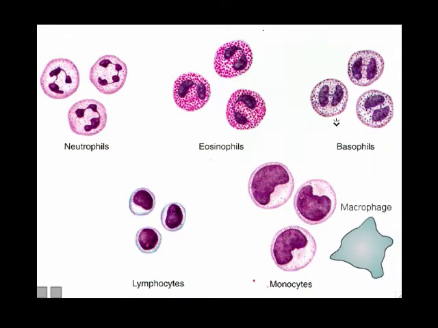Okay, so summarizing this, you have 5 types of white blood cells, and your white blood cells are the major cells of your immune system. They battle pathogens for you. So what I want to talk about next is where in your body do these white blood cells fight the pathogens?